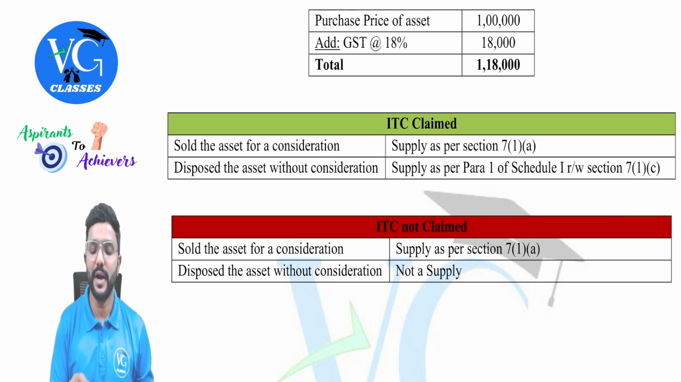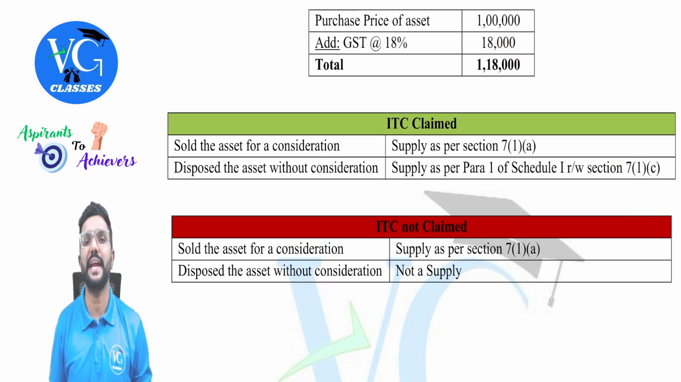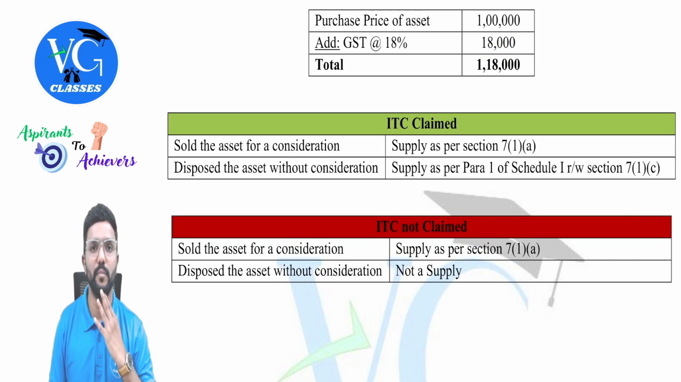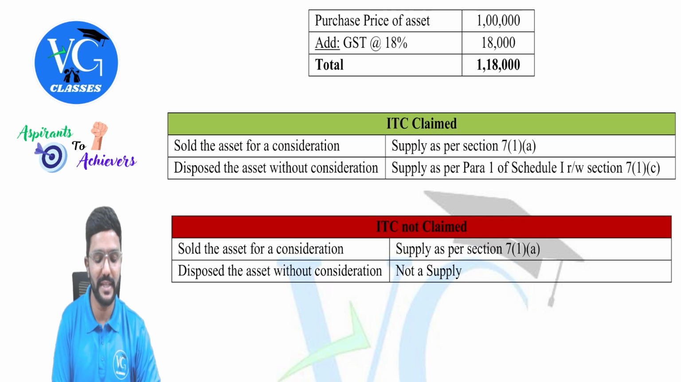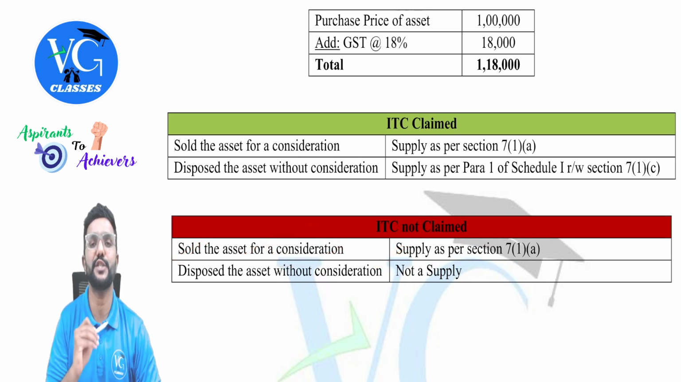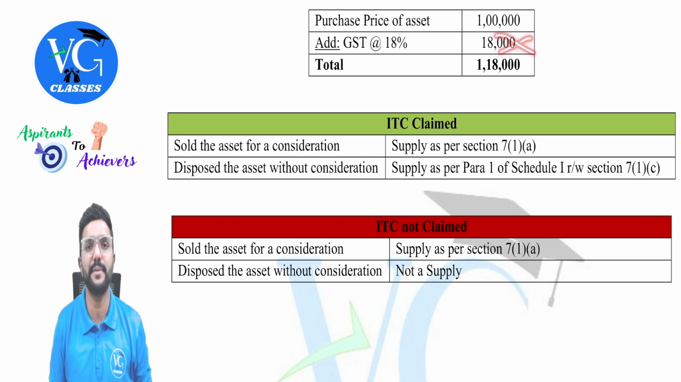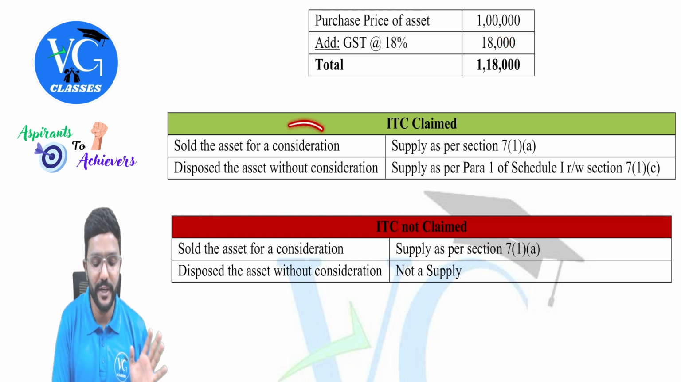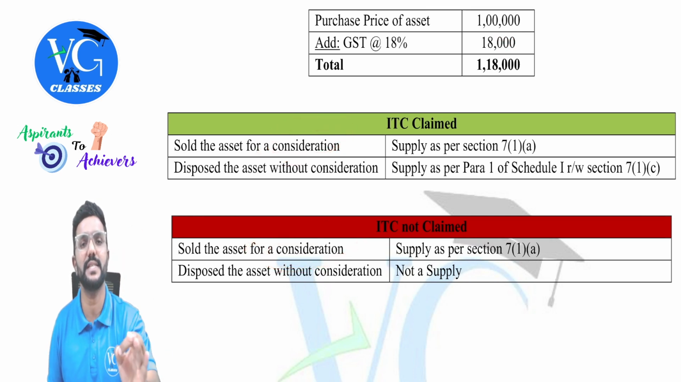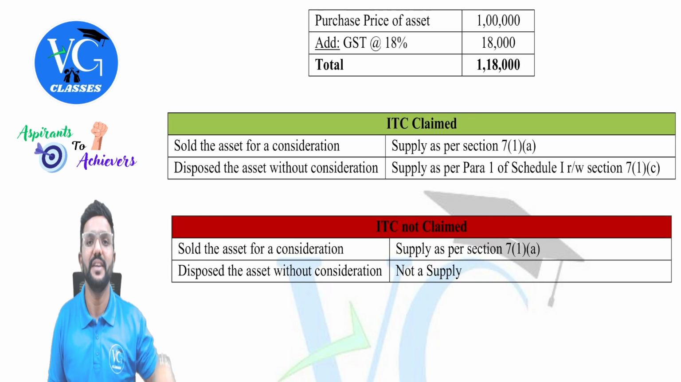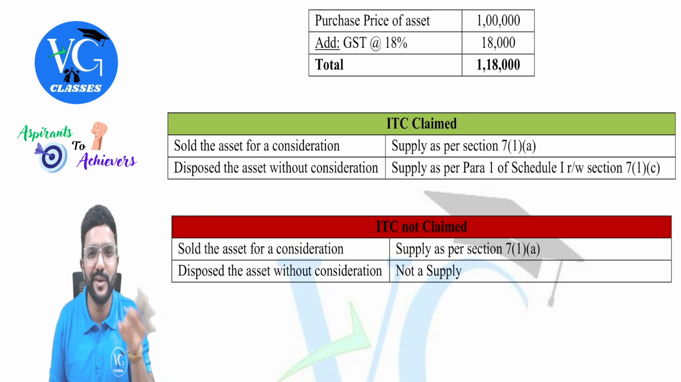Sir, what if I have not claimed ITC for this 18,000? For some reason, credit was blocked. In that case, check whether the asset is sold for a consideration. If yes, it is a supply as per section 7(1)(a). 7(1)(a) doesn't have any condition with respect to ITC claimed or not claimed. Guys, whether you have claimed ITC or not, if you have sold it for a consideration, it is always a supply as per 7(1)(a). In 7(1)(a), did we learn anything about ITC and all?